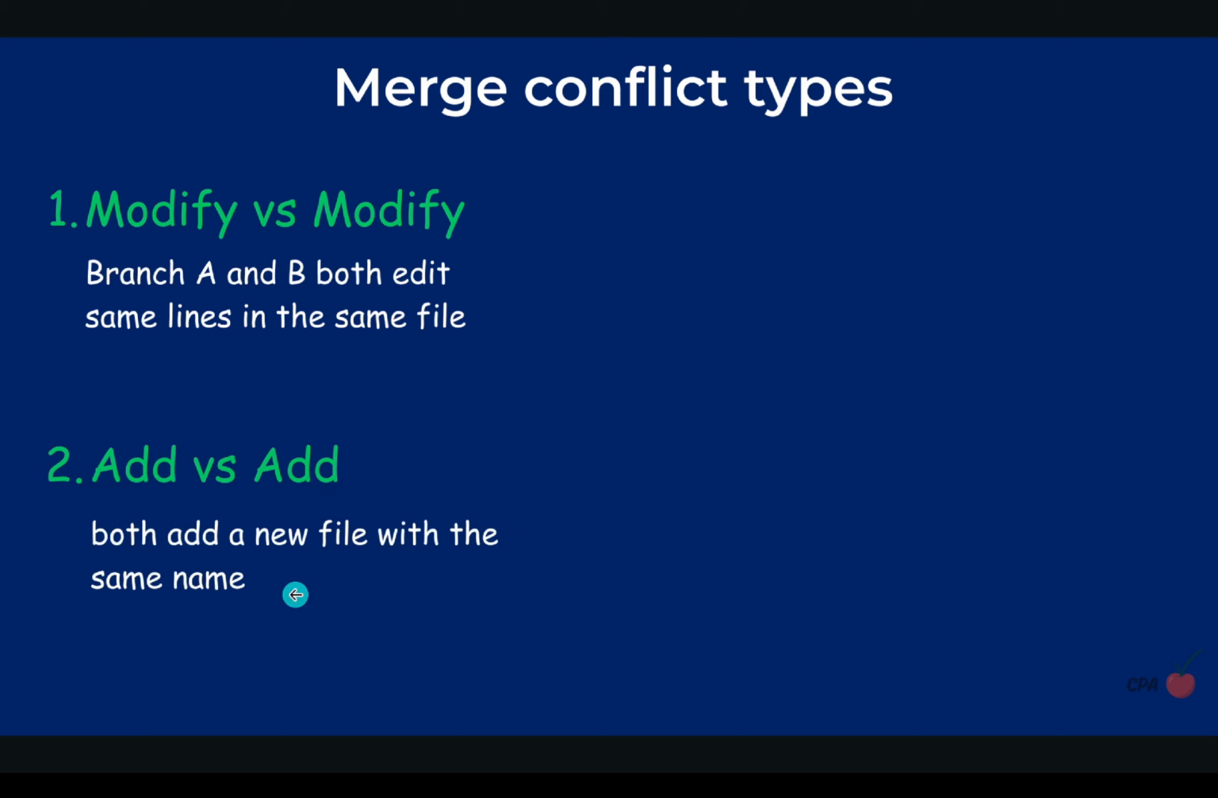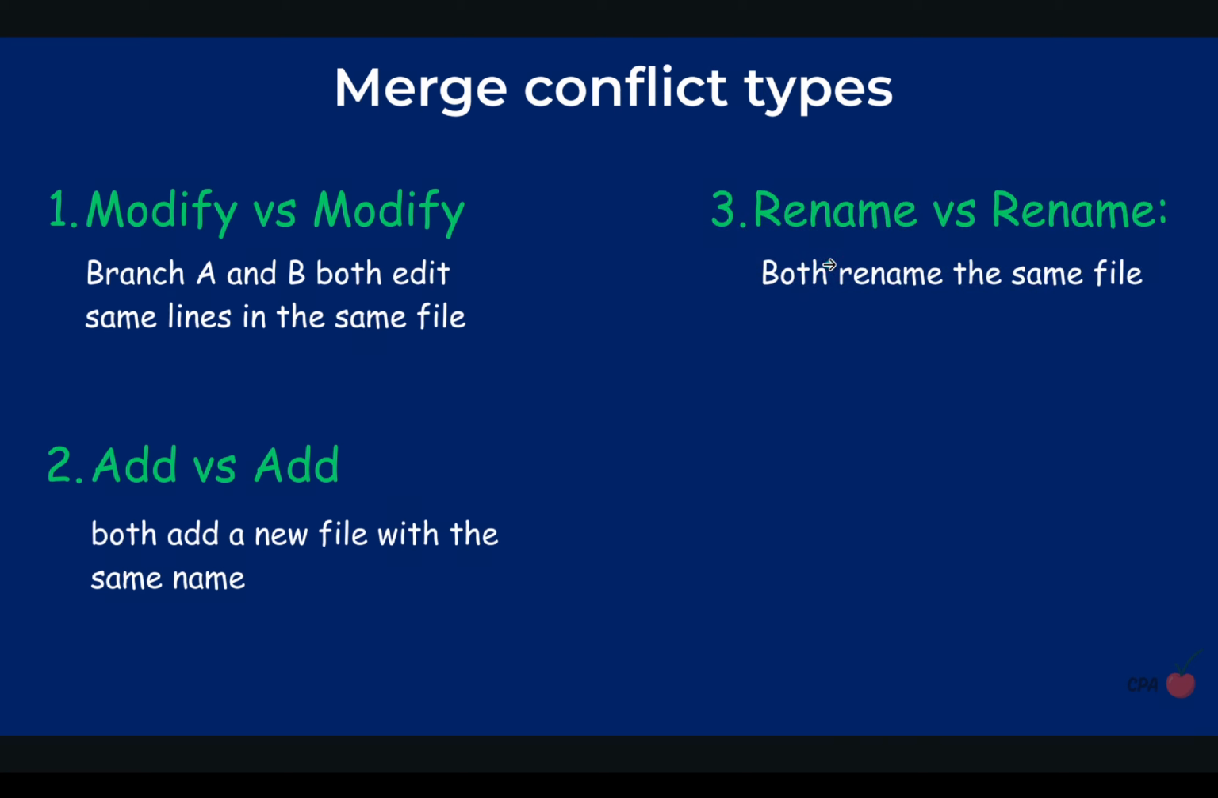Another case is when both of the branches add a new file with the same name. In this case, Git finds two files with the same name that have different content, and then again, it doesn't know which version to keep. And again, it raises a merge conflict.